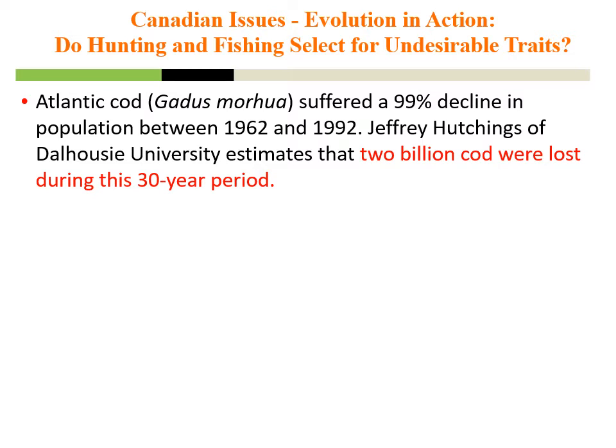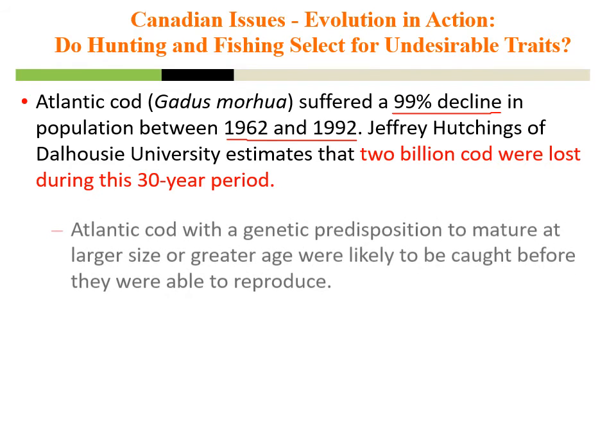We also impose directional selection on a regular basis in cod. So we, as a group of individuals that hunt or predate other organisms. Atlantic cod suffered a 99% decline in population between 1962 and 1992. There was a professor at Dalhousie University out East Coast, Jeff Hutchings, who estimated that 2 billion cod died during that 30-year period. Where'd they go? We ate them. I mean, among other things, but we ate a lot of them.